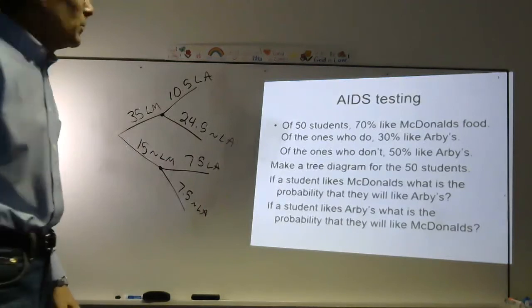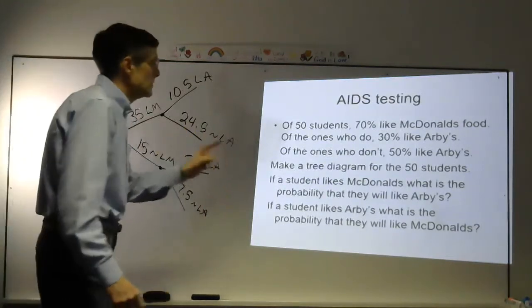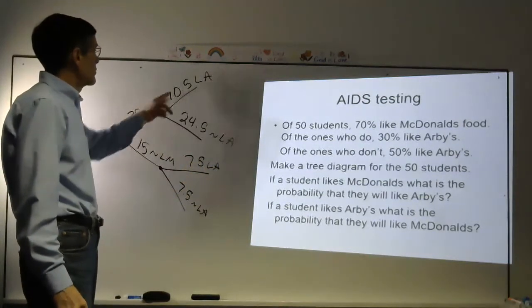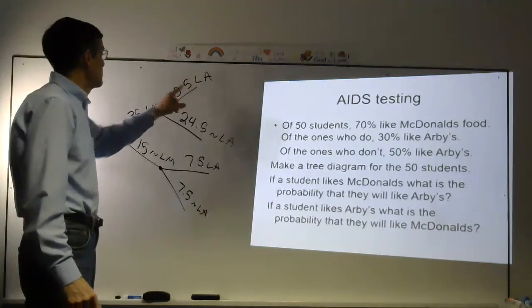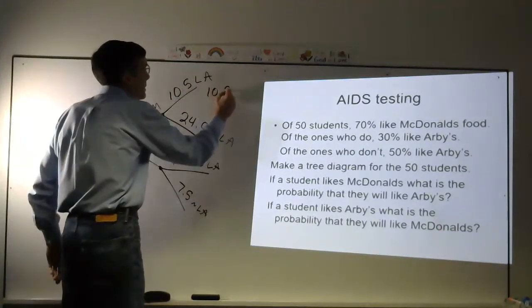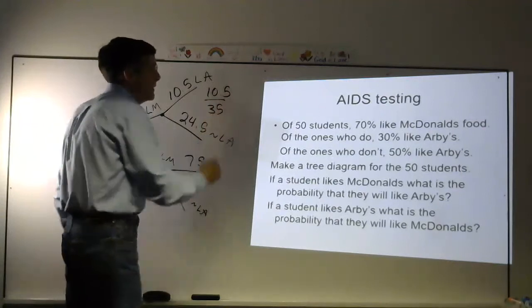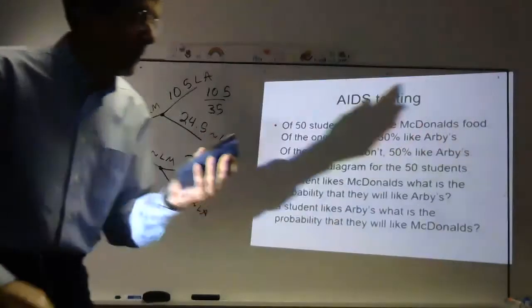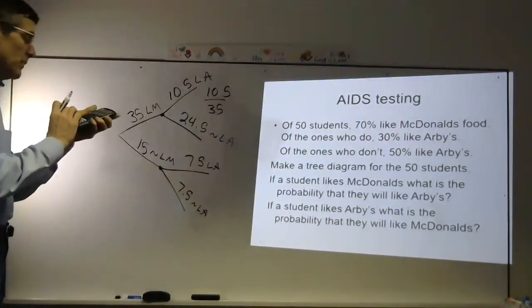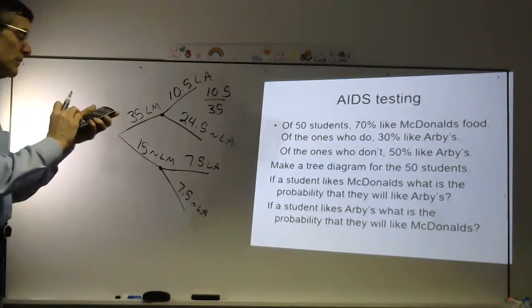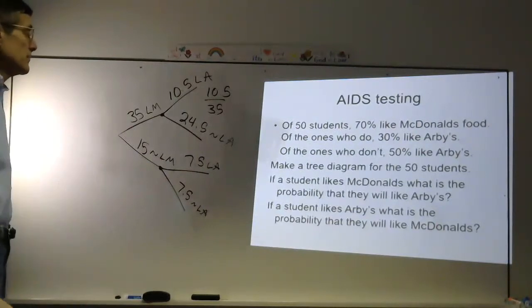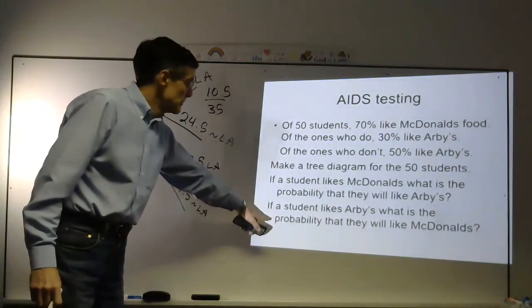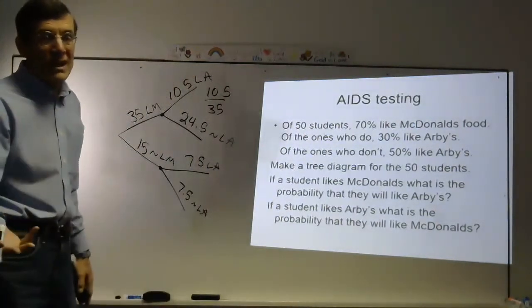Let's see if we can answer the questions. If a student likes McDonald's, here are the ones liking McDonald's. What's the probability they'll like Arby's? It's 10.5 out of 35. We already know the ones who do like it is 30%. Just to double check our work, 10.5 divided by 35 is 30%. Works good.